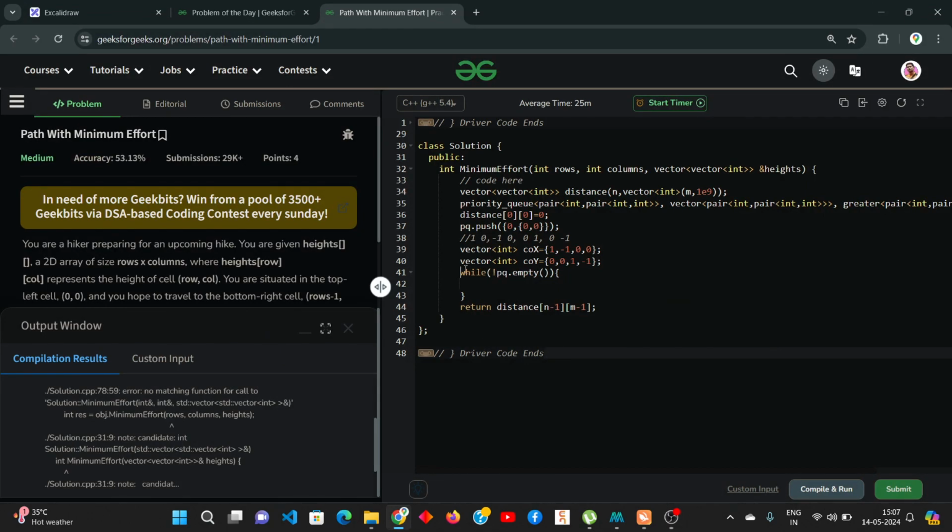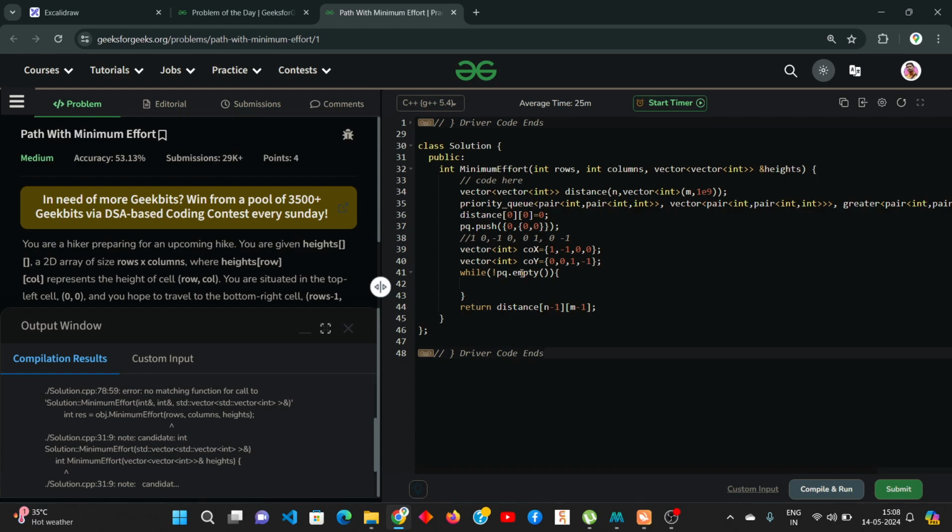So I have already written all the initialization part. Basically, this is the distance vector, and this is the priority queue, and we have initialized the starting position with 0, and we have pushed the weight 0 and the current position, that is the initial position, basically 0 and 0. And this is the coordinate vector, meaning we have to go right, left, bottom, and up, right? So this will depict the direction. So let us try to write the code.